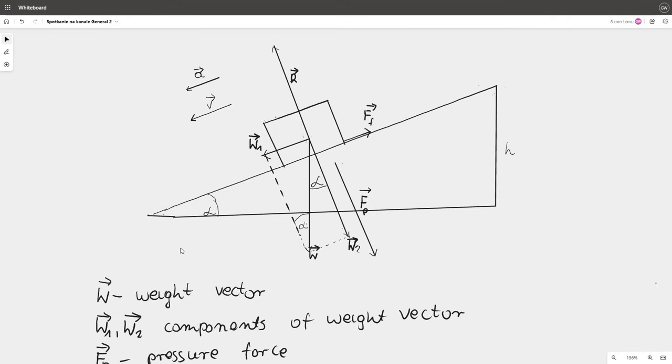Next, we draw components of weight W1 and W2. Component W1 tries to accelerate the block down the ramp, and component W2 pushes the block in the direction perpendicular to the incline, and as a result, block pushes the incline with force Fp, pressure force. Here.